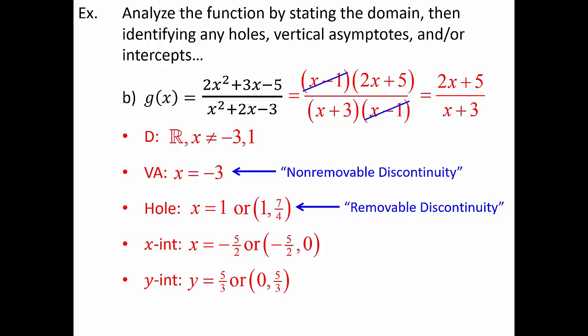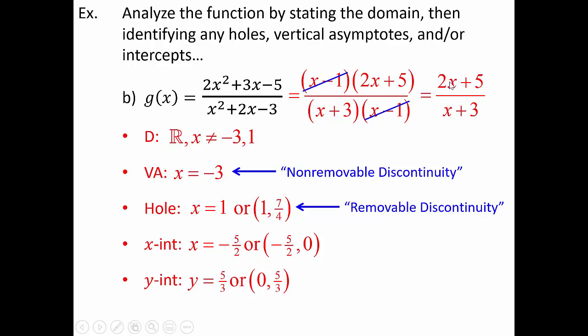I wonder why we call these removable and non-removable. Think about what it takes to identify a hole versus an asymptote. A hole is the factor that cancels. Vertical asymptote is the factor that did not cancel. Removable, non-removable. The x minus 1, I was able to remove that discontinuity, so x equals 1 is a removable discontinuity. The vertical asymptote is the factor that did not cancel, therefore it was non-removable.